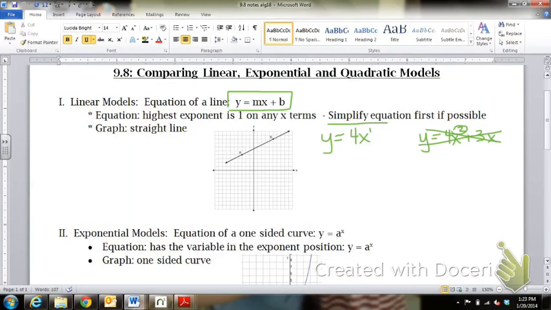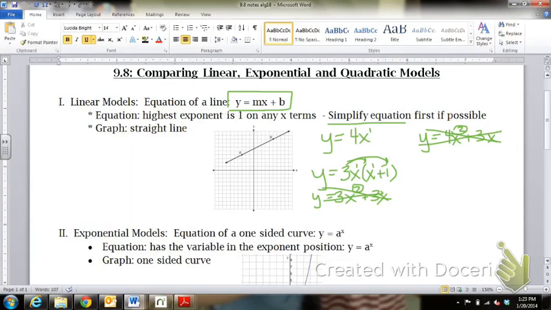You're going to need to simplify your equation first. So let's say I gave you something like 3x times x plus 1. Well, you'd need to simplify this because it looks like these both have powers of 1, but if I simplify and distribute, I'm going to get 3x squared plus 3x. Now my highest power is a 2, so that is not linear anymore.